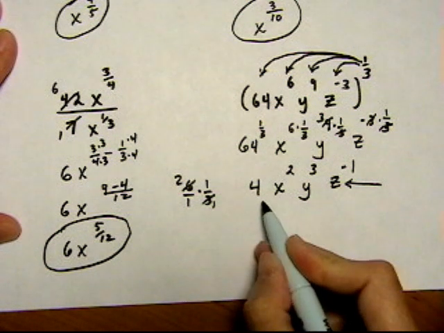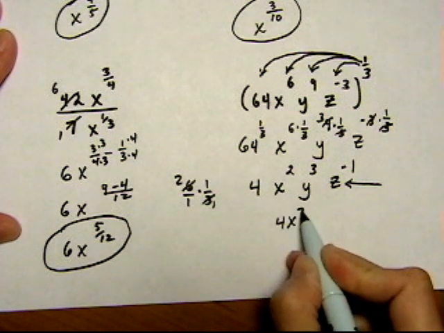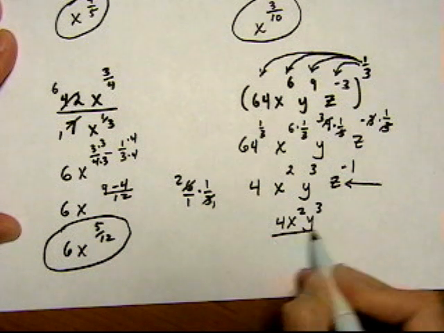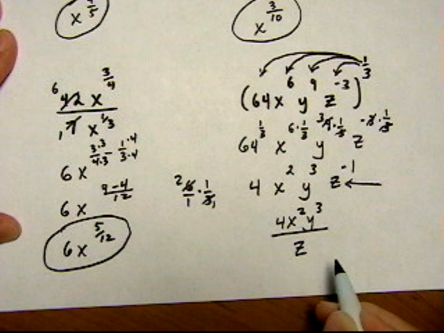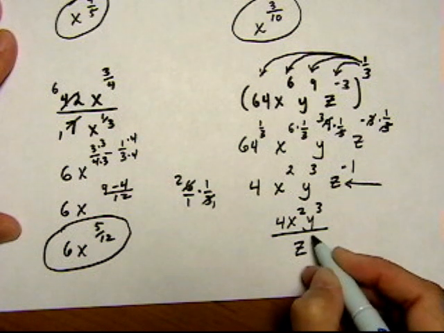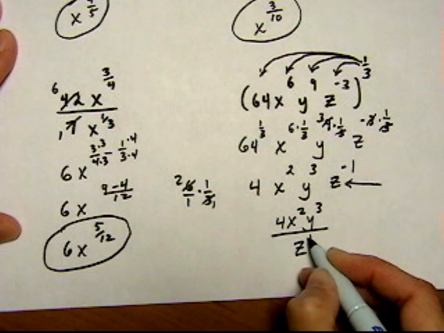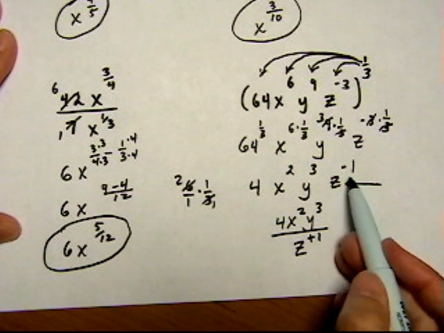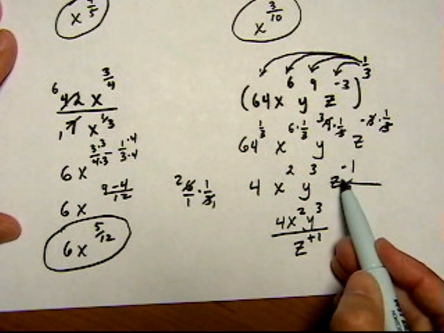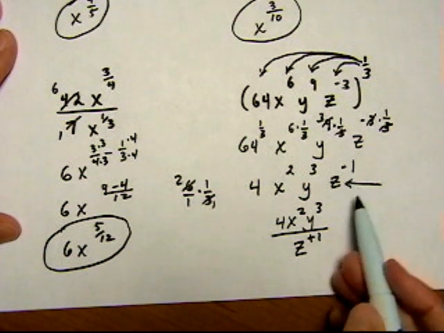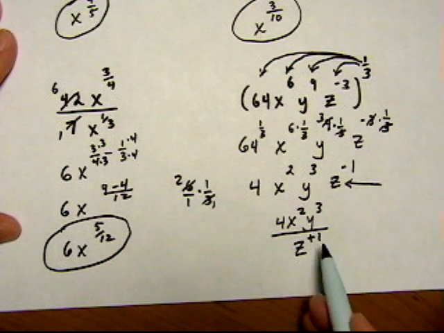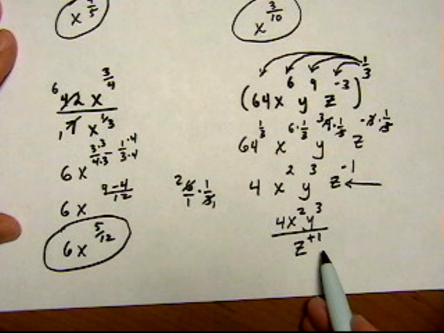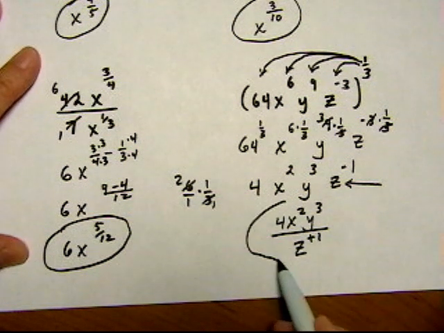So that means we're going to have 4x squared y cubed in the numerator. Shift down the one with the negative exponent, and the exponent becomes positive. Now you don't have to write the 1 here, but I'm just going to put plus 1 so you can see what happened. It was in the numerator as an exponent of minus 1. When you shift it to the other position of the fraction, the negative becomes a positive exponent. And there would be our final answer.